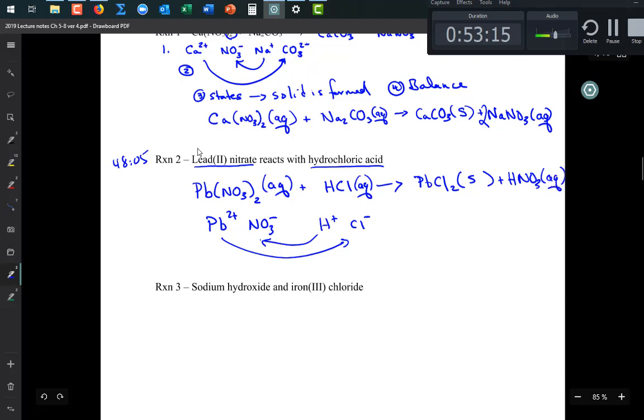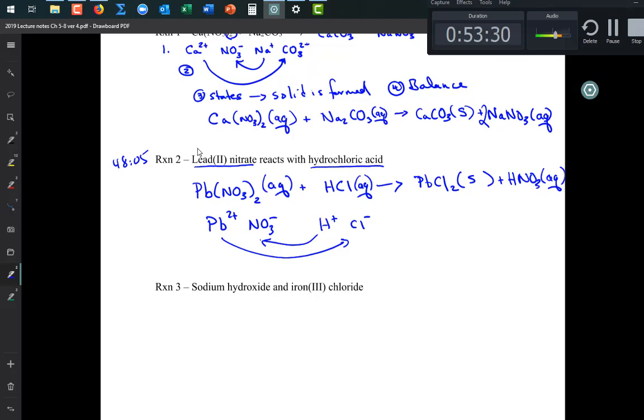Now, the reason HCl and HNO3 are aqueous is because they're acids. All the acids we deal with in this class are soluble. Not all of them ionize. Weak acids don't, and strong acids do. So we just got to keep that in mind.